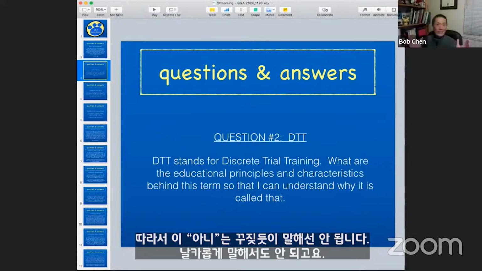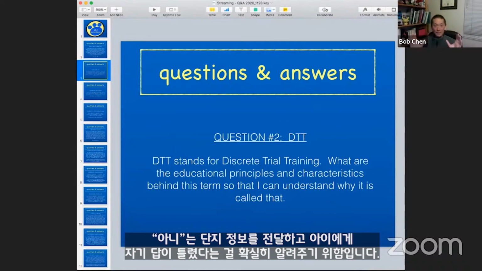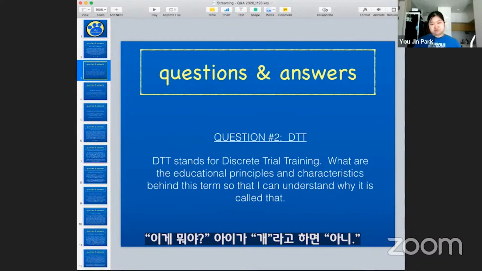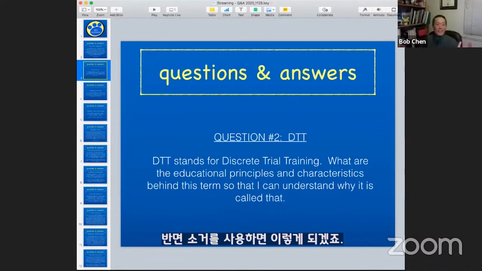The no is not supposed to be mean. It's not supposed to be harsh. It is only informational, and it's to help the child be very clear that they did this response incorrectly. So this is what it looks like when we do it. What is it? The child says dog. No. This is what it looks like in extinction. What is it? The child says dog.